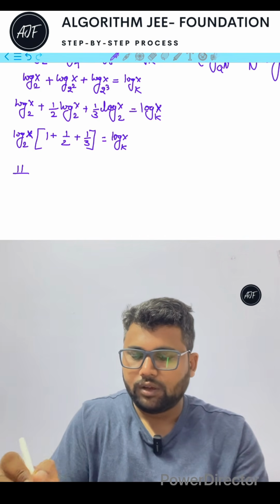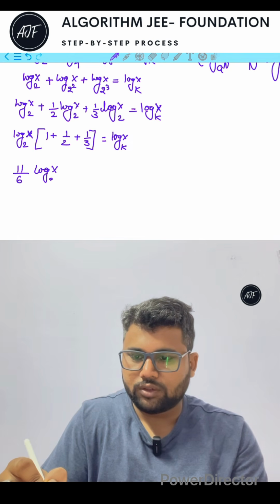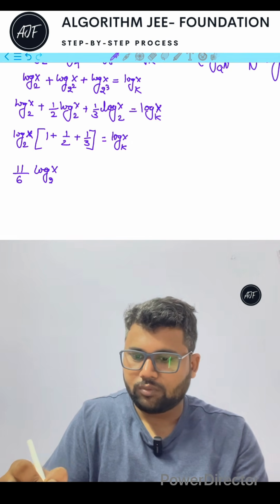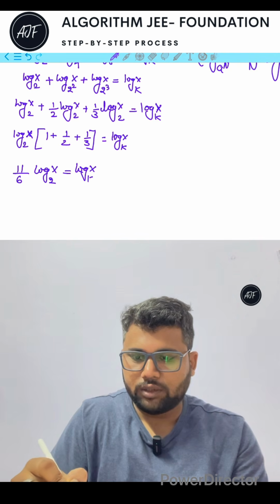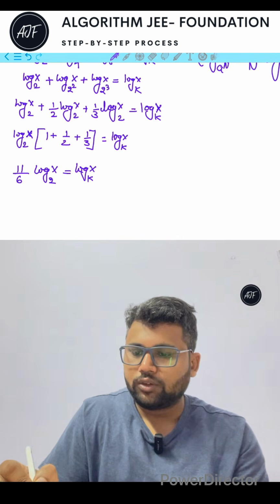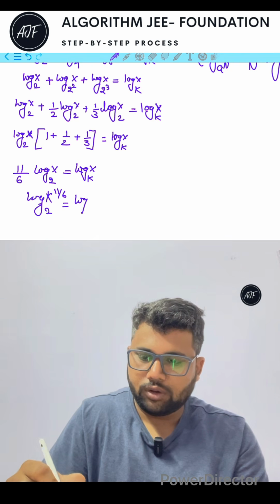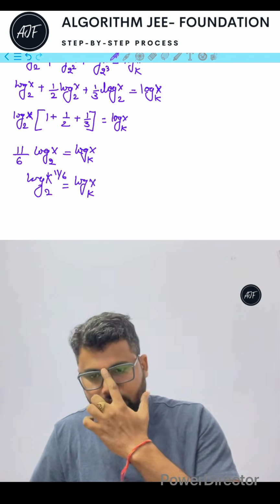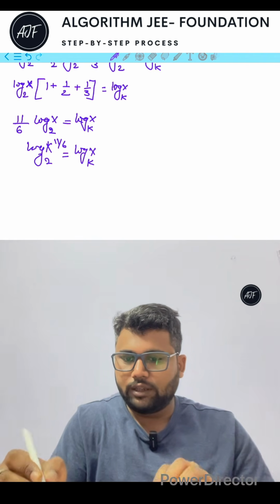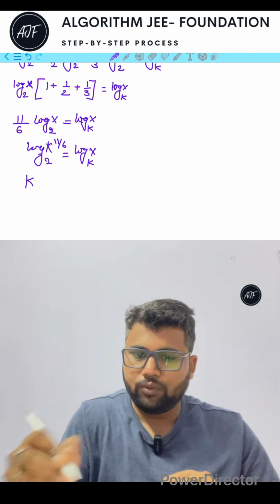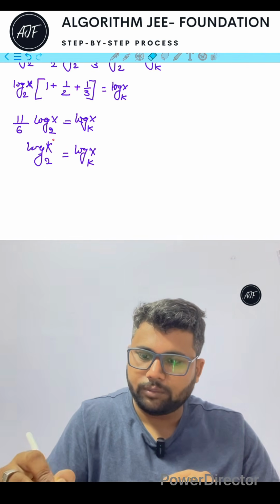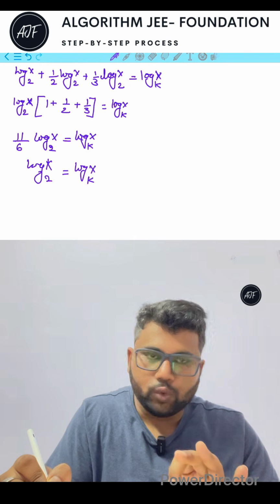Now 1 by 2 plus 1 by 3 is 5 by 6, and log x to the base 2 is equal to log x to the base k. Okay, if you shift the coefficient to the power, now you see log x power 5 by 6 base 2 is equal to log x base k. If you take anti-log on both sides, then you see x, meaning k is equal to, you can write it like this, it cannot be shifted.